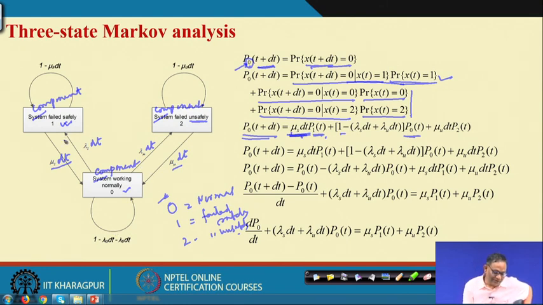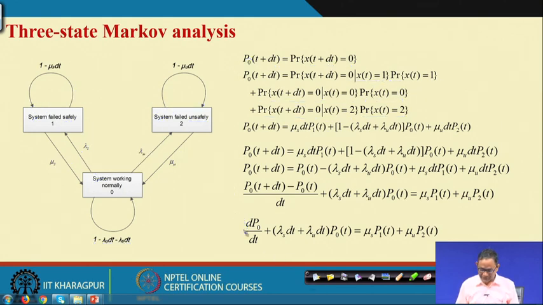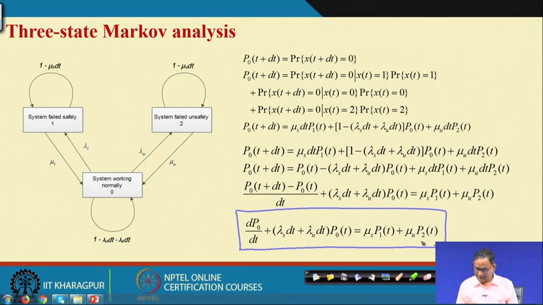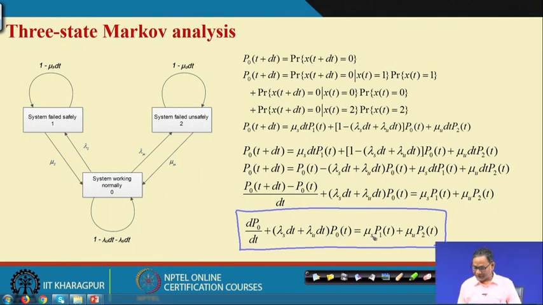Then there are 3 states. So, this probability plus this probability plus this probability will be equal to 1. So, as a result, the probability that it remains at state 0 is 1 minus lambda u dt minus lambda s dt. So, that is written here. Okay. Now, you understand. So, do algebraic manipulation here and finally, you will come to this equation. Okay. So, dP0/dt plus (lambda s plus lambda u) P0(t) equals mu s P1(t) plus mu u P2(t).